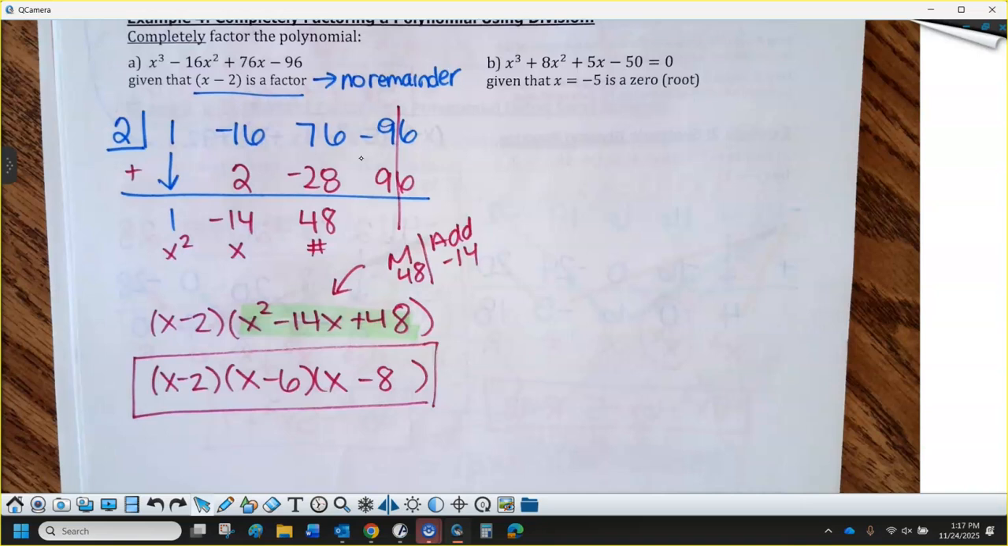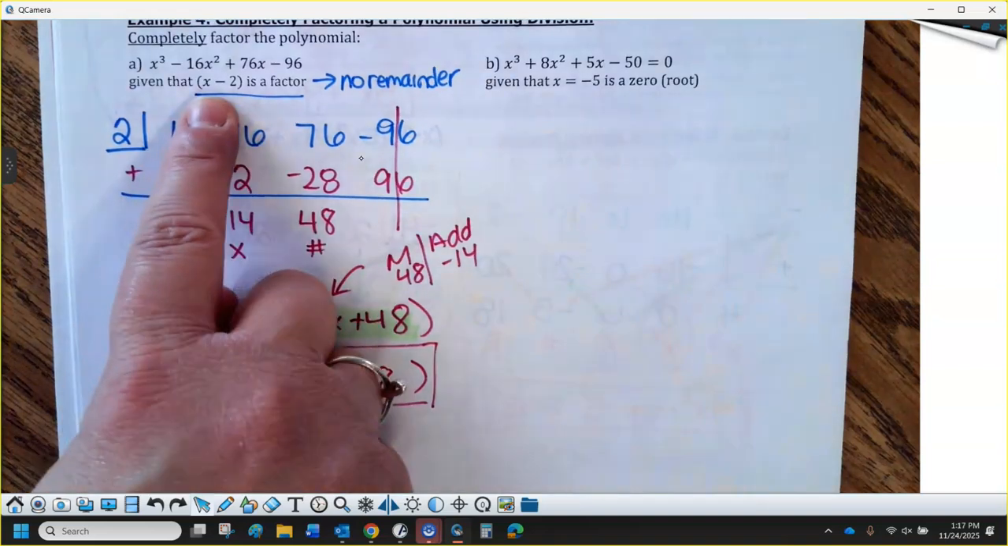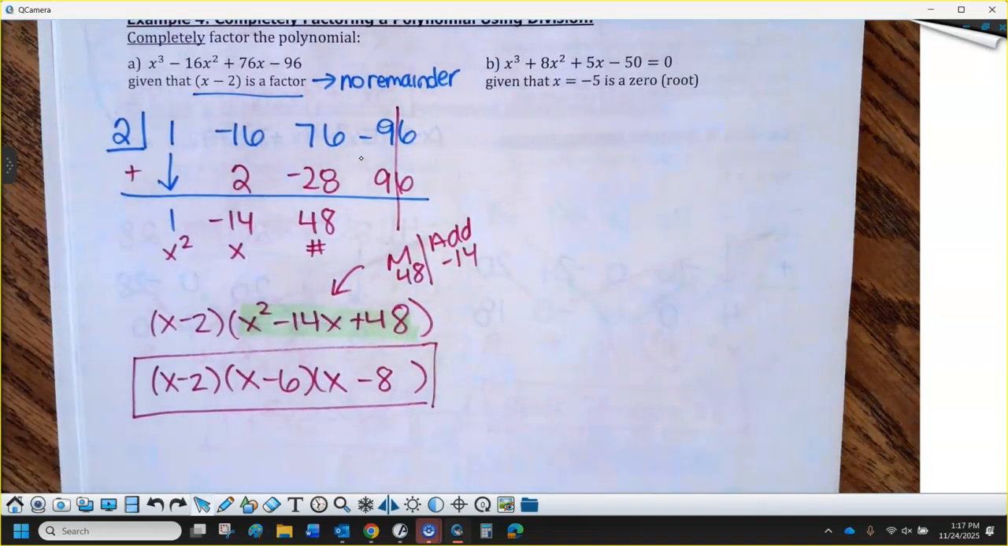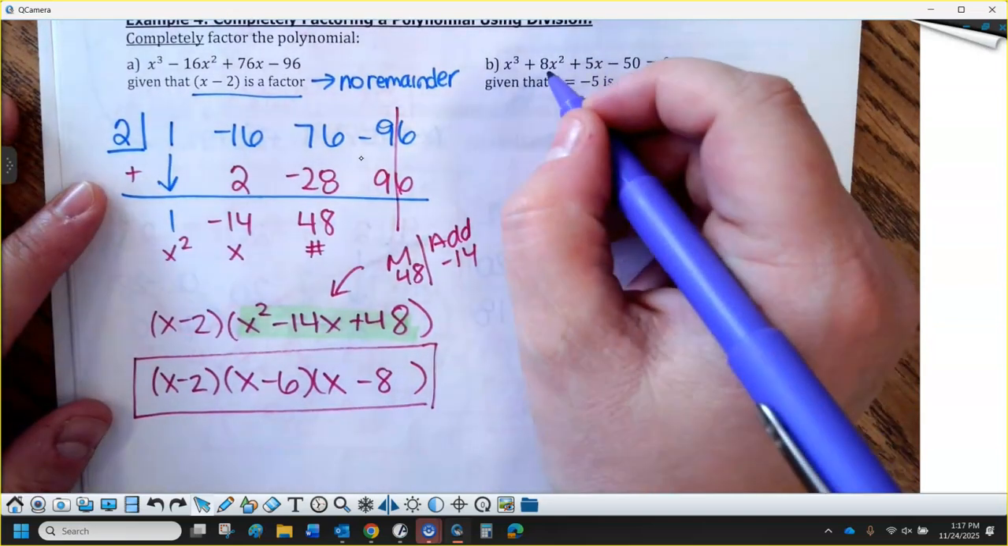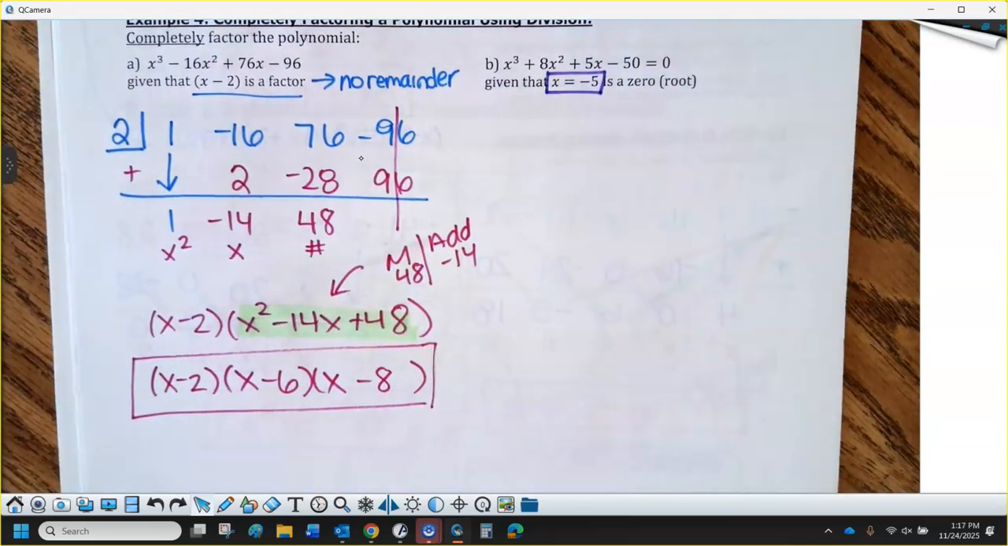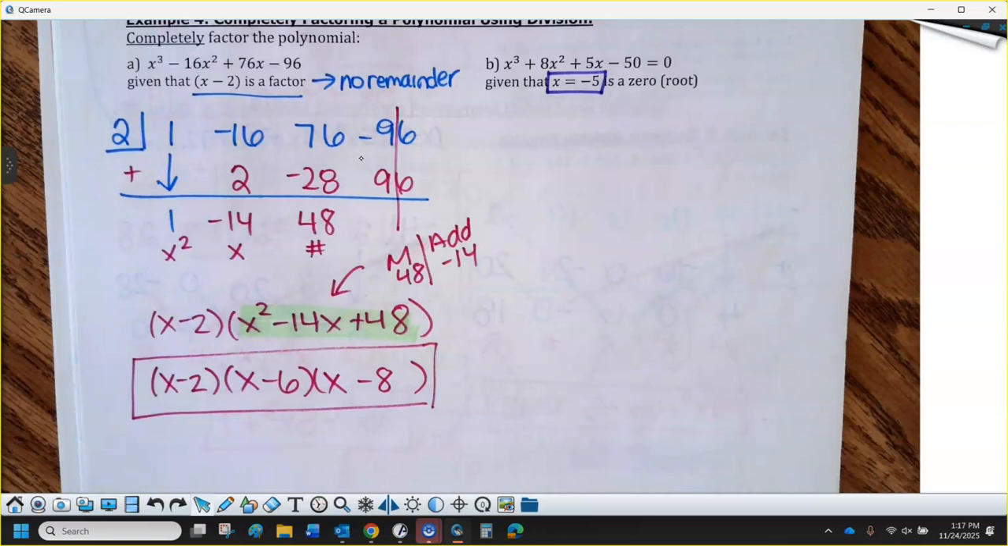Okay, now the other one next to this gives you a little bit different piece of information. Given that negative 5 is a 0, and you'll notice that this one is set equal to 0, so it's a little bit different than the last one, which was just an expression. If negative 5 is a 0, can you tell me a set of parentheses that would divide into that polynomial? Like, what would be a factor?